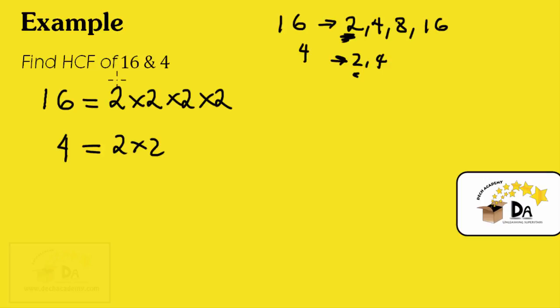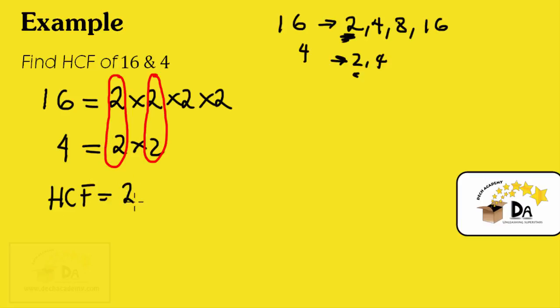What are the common factors? Well, 2 is a common factor, and another 2 is a common factor. So the HCF is the product of the common factors 2 and 2. 2 times 2 is 4. So the HCF is 4. So the HCF of 16 and 4 is 4.